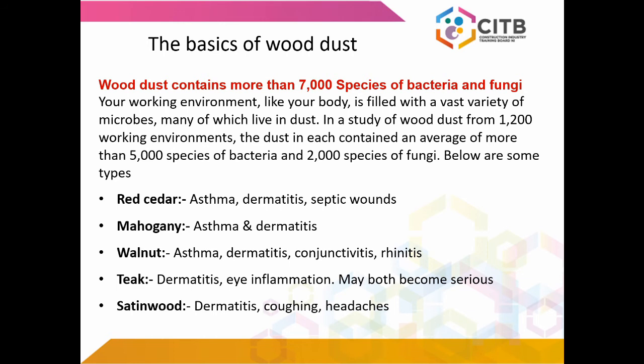Below are some types. Red cedar causes asthma, dermatitis, and septic wounds. Mahogany: asthma and dermatitis. Walnut: asthma, dermatitis, conjunctivitis, and rhinitis. Teak: dermatitis and eye inflammation, which may both become serious. And satinwood: dermatitis, coughing, and headaches.